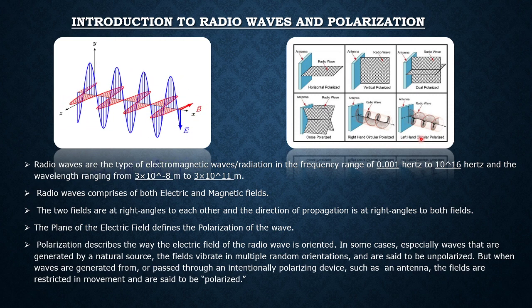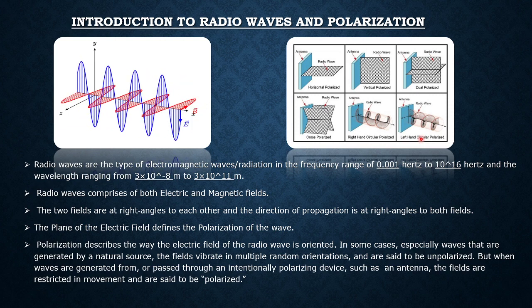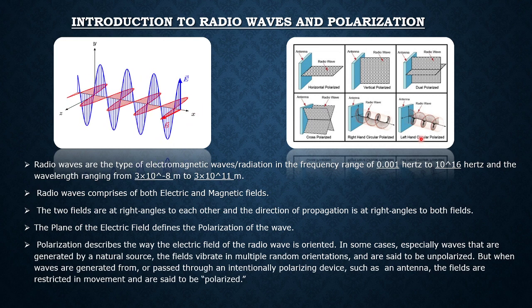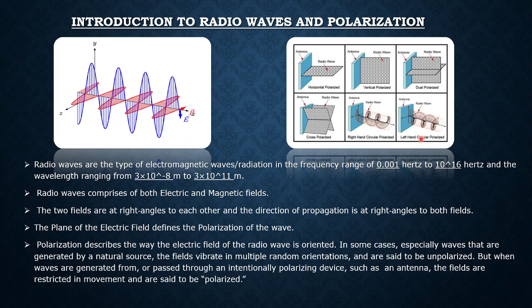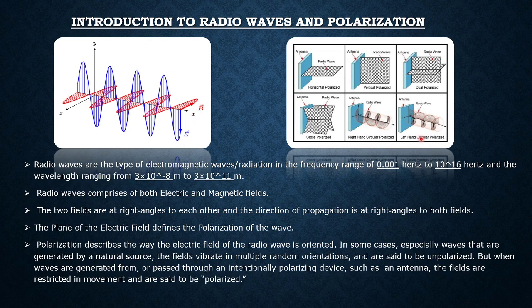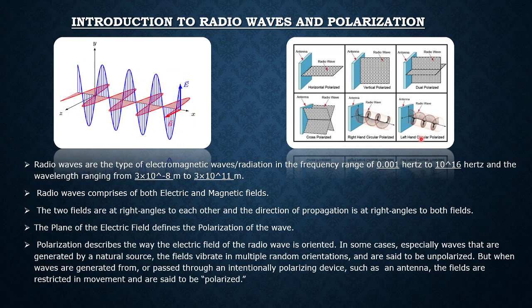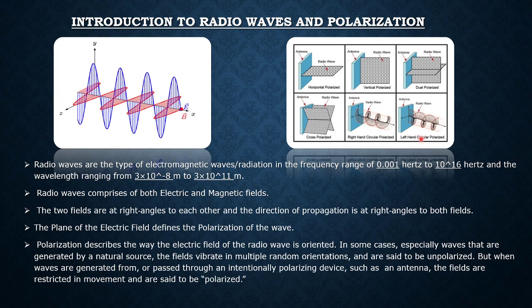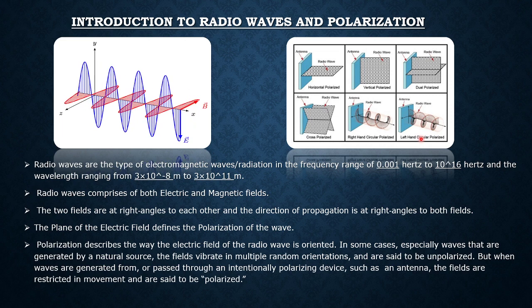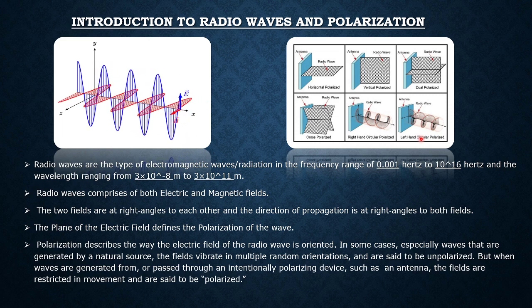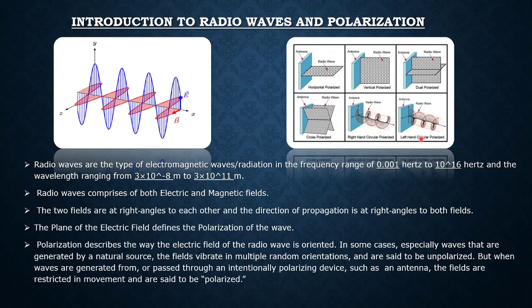Basically, polarization is of three types: linear, circular, and elliptical. The electric field is confined to a single plane in the case of linear polarization. In circular, the two components of the electric field are at a phase difference of 90 degrees, and in elliptical, the two components of the electric field are at a phase difference of less than 90 degrees.